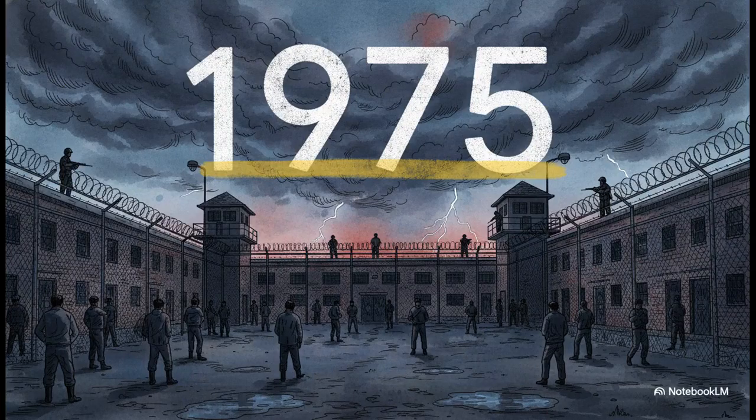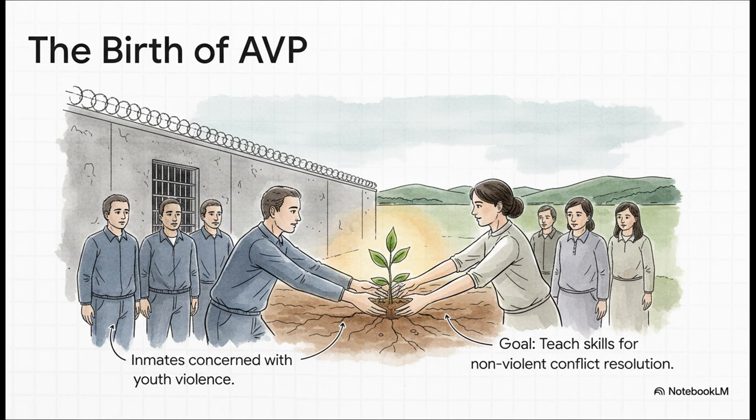Okay, so let's set the scene. It's 1975. The super violent Attica prison riots are still a fresh, very raw memory. The tension inside New York's prisons is just palpable, and everyone knows they desperately need a new way to handle conflict. And this is where the story gets really interesting.